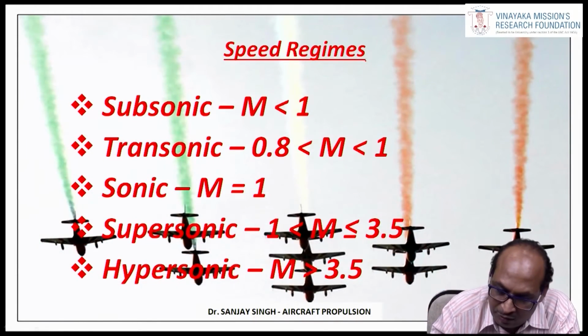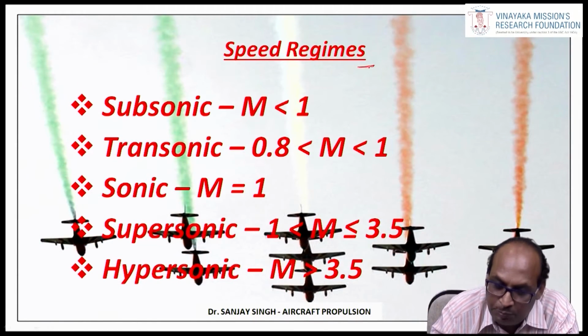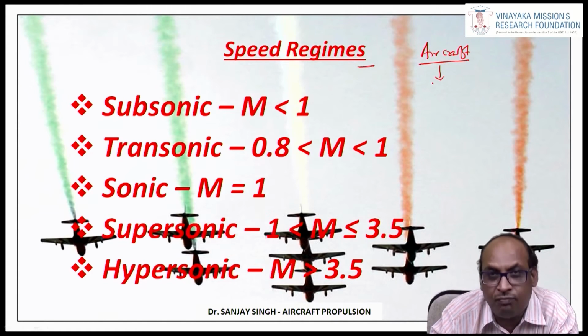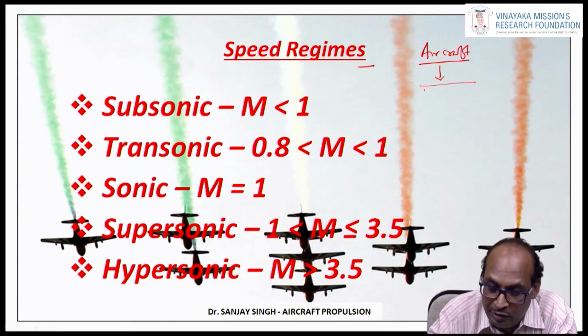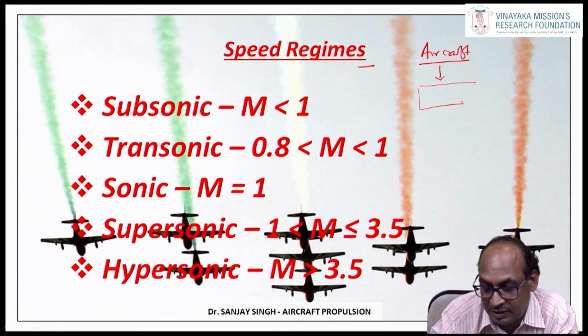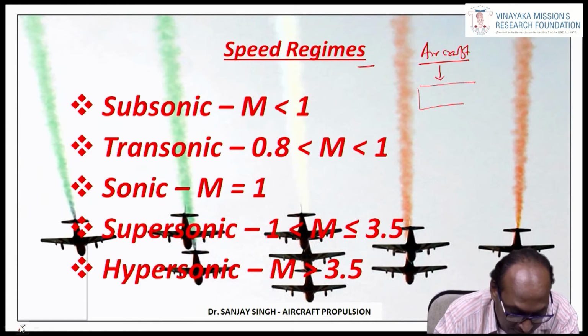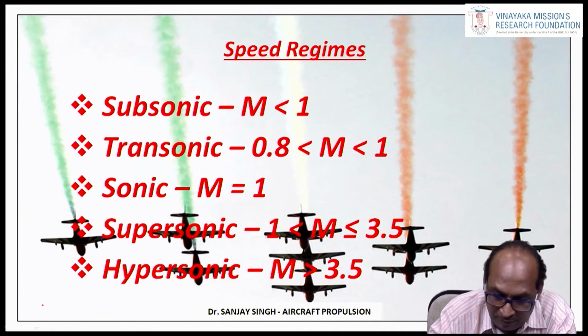Now, what I am going to talk about is called speed regimes. The aircraft is operated at different speeds. So which are those speeds in which the aircraft is traveling? That particular part we also need to understand completely. Yes, it is required. Now the speed regimes are subsonic.